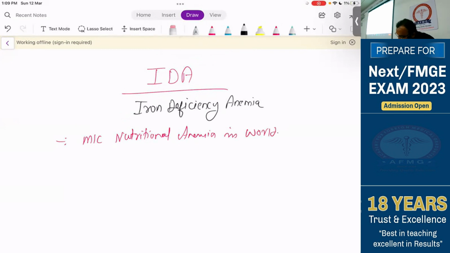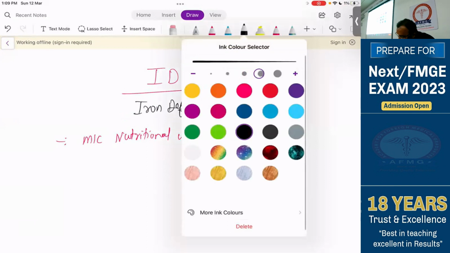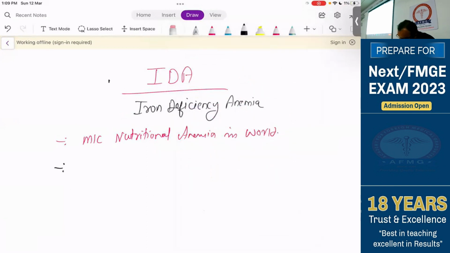The second thing: what can be the cause of this anemia? How does an individual become deficient in iron? How can the deficiency happen? Malnutrition, absorption. Very good. Anything else? Blood loss. Very good. One of the very important causes, blood loss also.